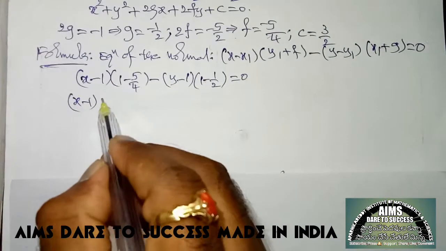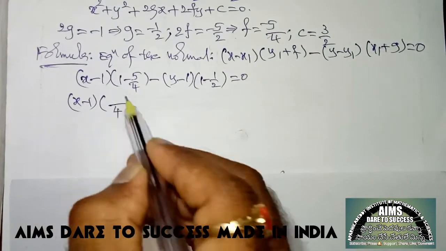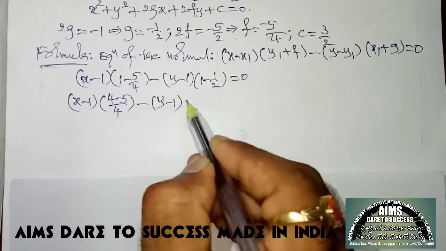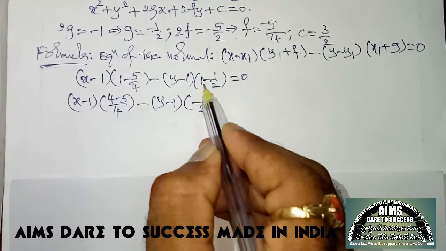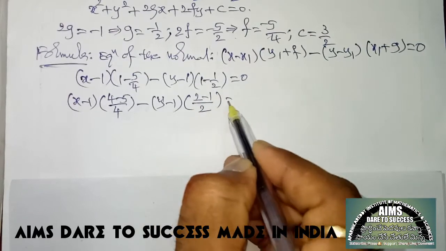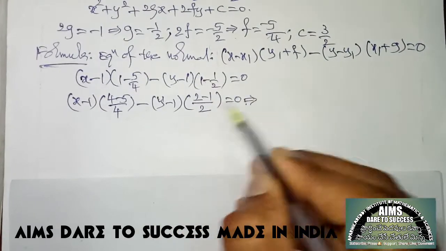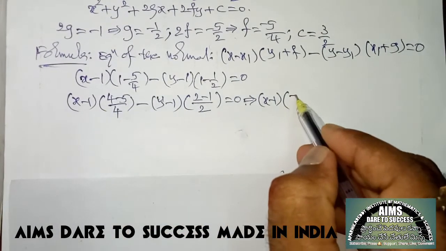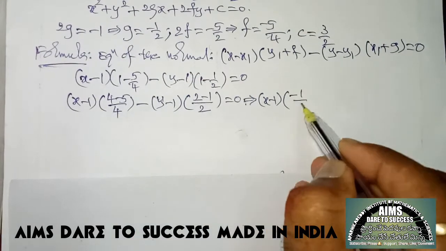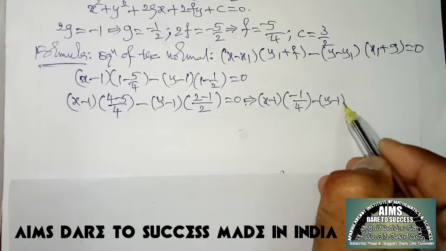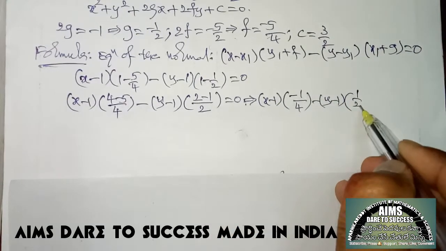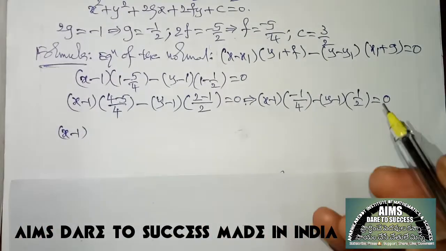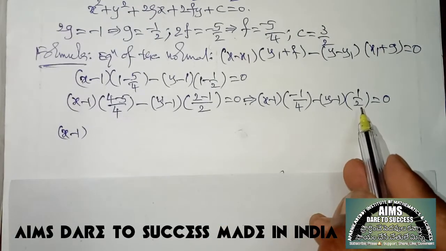(x − 1) into, here 4 is the LCM, cross multiply: 4 ones are 4, minus 5, over 4, minus (y − 1) into, here also taking 2 as LCM, 2 into 1 is 2, minus 1, over 2, is equal to 0. Now simplification: (x − 1) into 4 minus 5, small number minus big number is negative, 5 minus 4 is 1, so −1/4, minus (y − 1) into 2 minus 1 is 1, divided by 2, is equal to 0. Now (x − 1) into −1/4. Here the second term is 1/2.